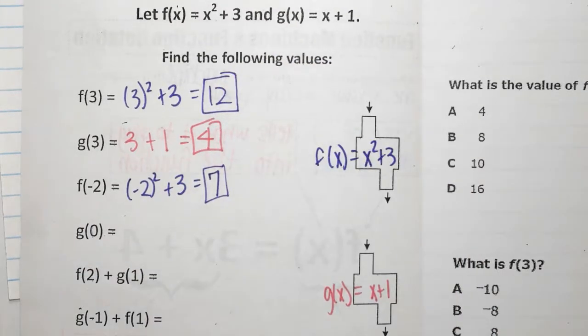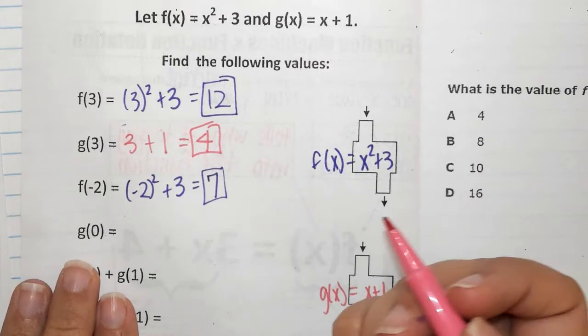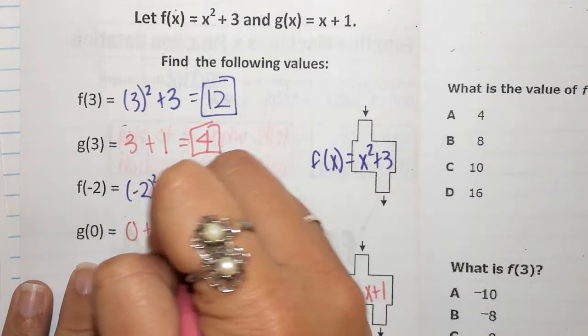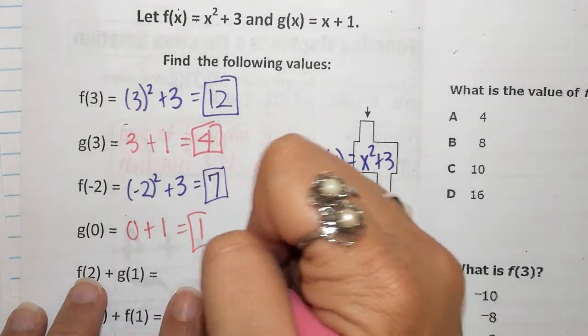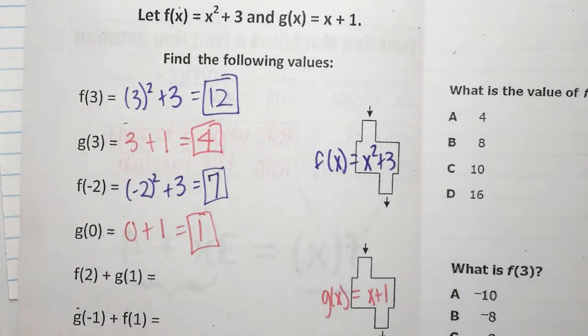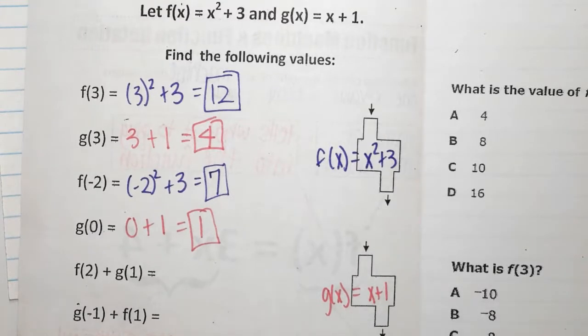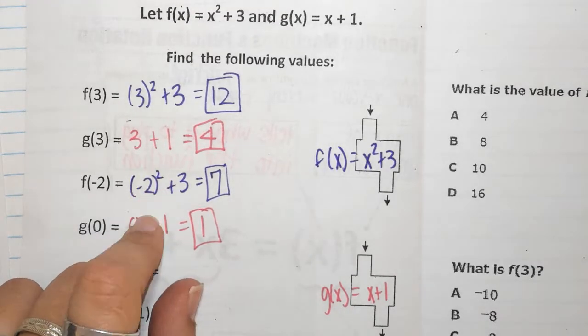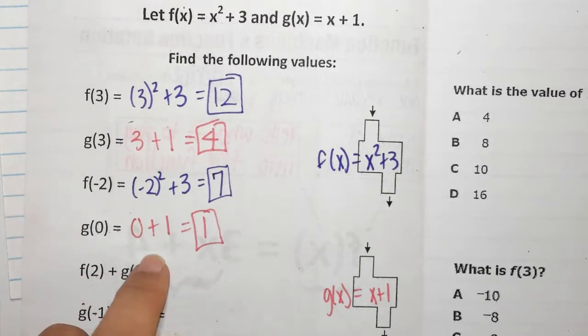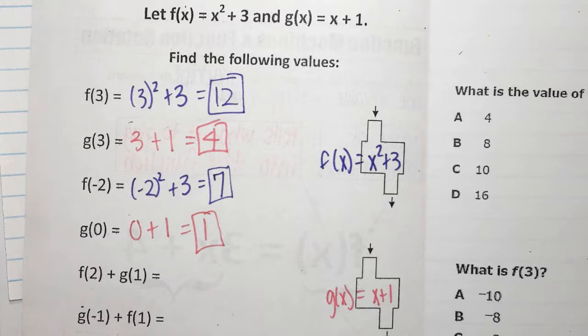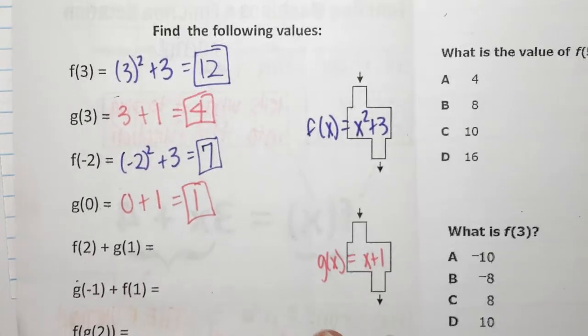Fantastic. All right, someone at Ravenclaw, tell me what you got for G at 0. How did you get 1? Wait. 0 plus 1 is? Good. Take a point. -2 squared is 4. You have to put -2 in parentheses in your calculator. Because it's -2 times -2, which is +4, plus 3 is 7.